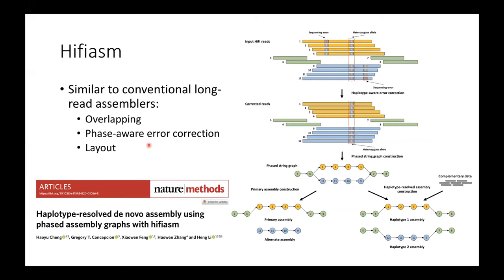And overall, the first step is doing the overlapping to find the overlaps between all reads, and then it does phase-aware error correction. Although the HiFi read error rate is very low, we want to make the reads error-free, such that we can distinguish even a single heterozygote. So we bound the error-free rate. That's why we still do error correction. And after the error correction, we do the layout. This is more like a typical assembler. I will come to that.